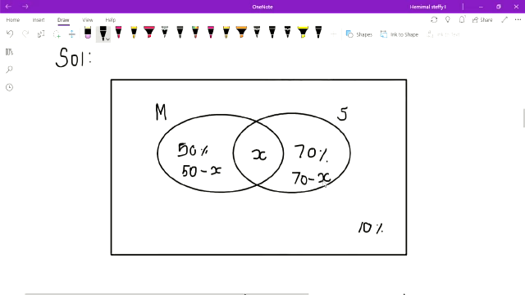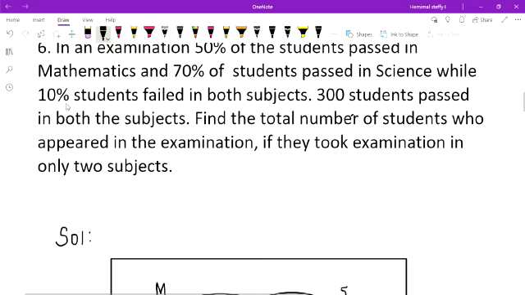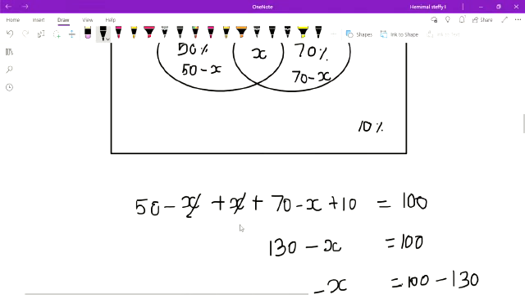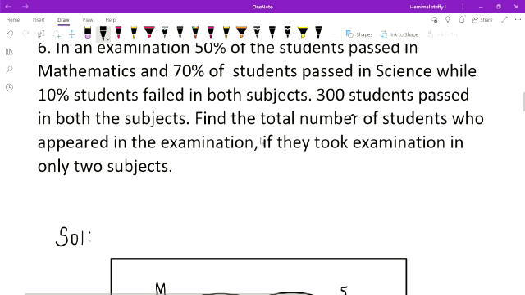Already the number is given. How much? 300 students passed in both the subjects. So 30% equal to 300. You know 30% equal to 300. Okay, now we know the percentage of students who passed in both subjects. Next we want to find the total number of students who appeared in the examination.